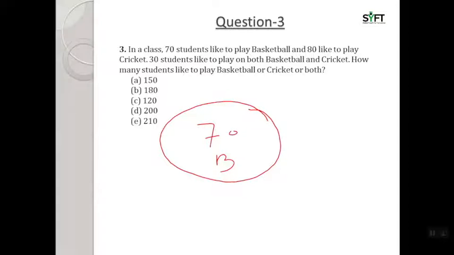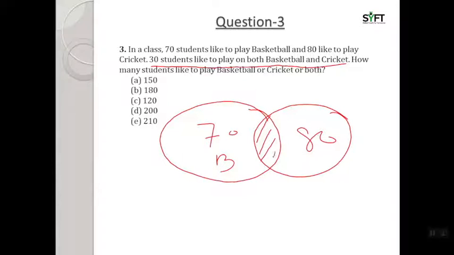So A union B, as we have seen in our previous picture, suppose 70 students like to play basketball and 80 students like to play cricket and 30 students like to play both basketball and cricket. That means this portion is 30.